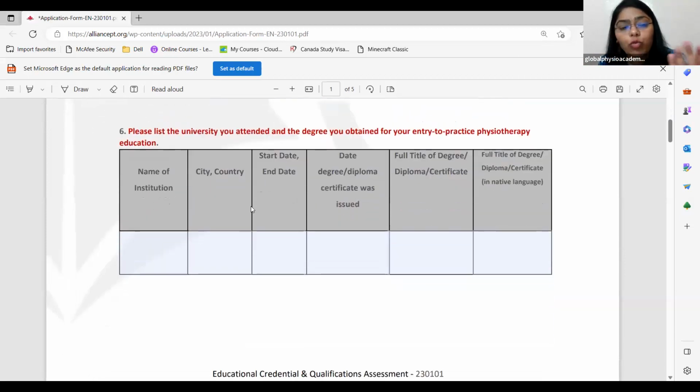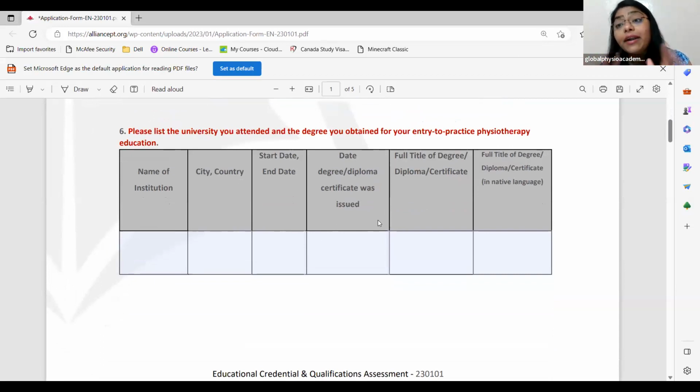Name of institute, so whatever. I am from the civil hospital, government. So Government Physiotherapy College, that is my name of institute. City, Ahmedabad, country, India. Start date. So my academic year is 2004 to 2008, so I can fill it as per my academic years. Date degree certificate was issued.